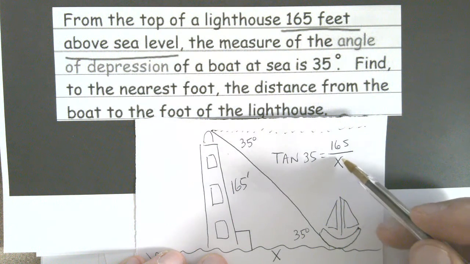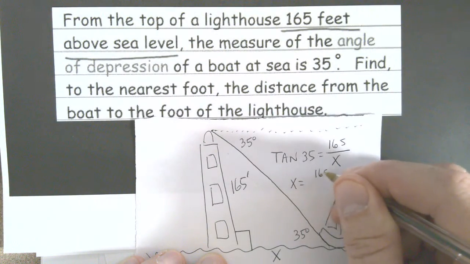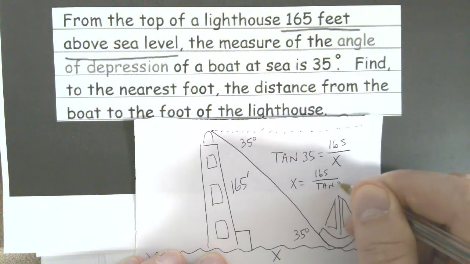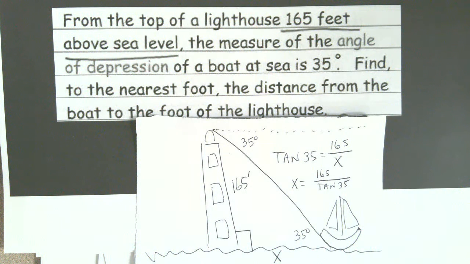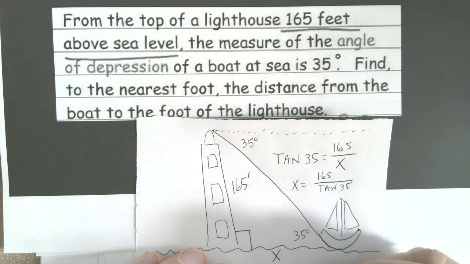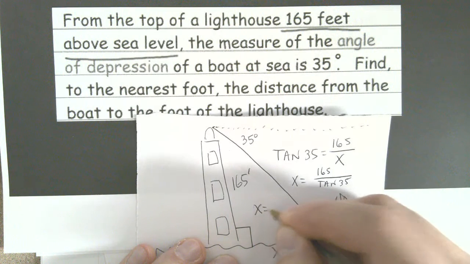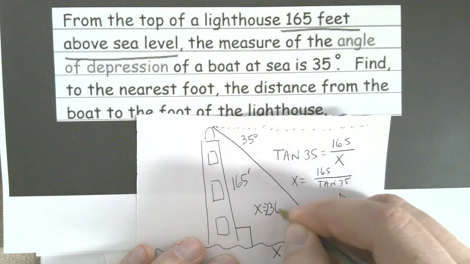Now this is one we talked about last week. When the variable is on the bottom, we're going to take the top number, 165, and divide it by the tangent of 35. So when you put it into your calculator, you're going to type in 165 divided by the tangent of 35. And again, we're going to round that to the nearest foot. So the distance from the base of the lighthouse to the boat, in this case, is going to be 236 feet.